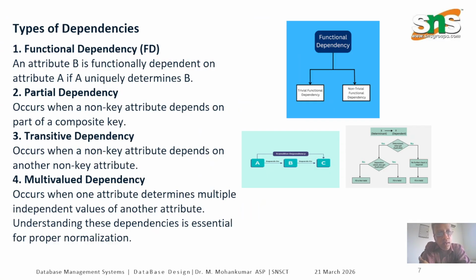In the last class we discussed types of dependencies. We have majorly four different types of dependencies: functional dependency, partial dependency, transitive dependency, and multi-valued dependency. Functional dependency: an attribute B is functionally dependent on attribute A if A uniquely determines B. It is called a functional dependency.